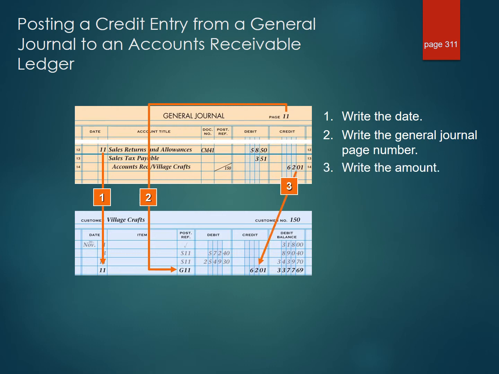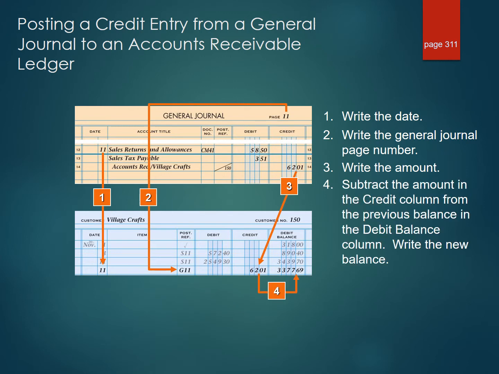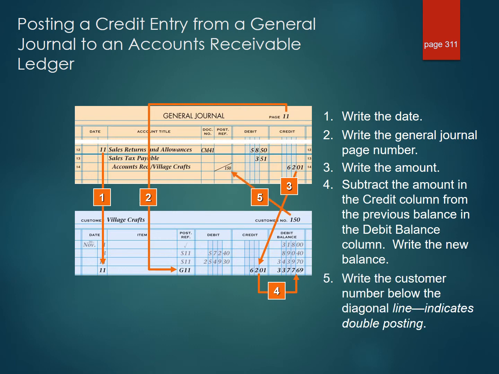Then we will credit our customer account for $62.01. We now need to determine our new debit balance by subtracting our credit from our previous debit balance. The last step is to go back to the general journal in the post reference column underneath the diagonal line for accounts receivable and record the customer number.